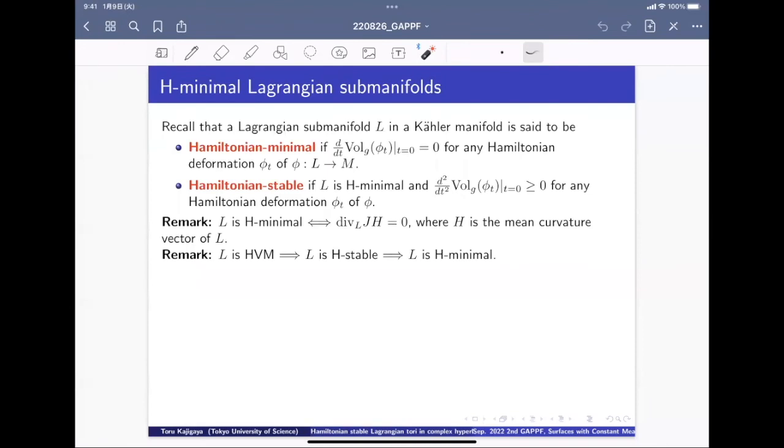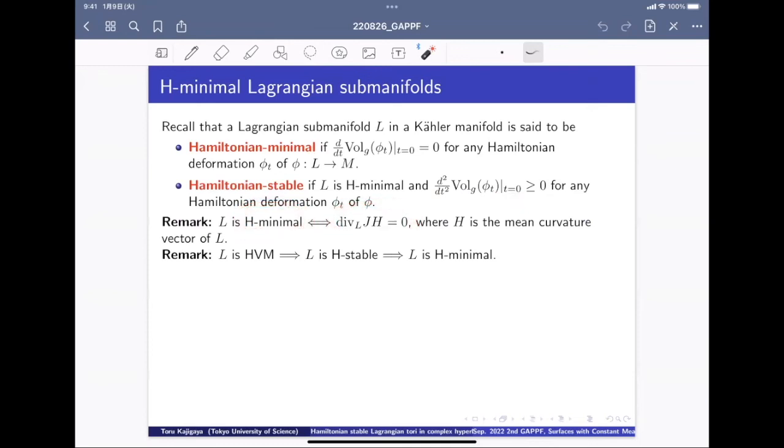Let us consider a Riemannian geometric property of Lagrangian submanifolds in a Kähler manifold. A Lagrangian submanifold in a Kähler manifold is said to be Hamiltonian minimal if it is a critical point of the volume functional under Hamiltonian deformations. Moreover, a Hamiltonian minimal Lagrangian is called Hamiltonian stable if the second variation of the volume functional is non-negative for any Hamiltonian deformation. We remark that the Euler-Lagrange equation for a Hamiltonian minimal Lagrangian is given by this equation.